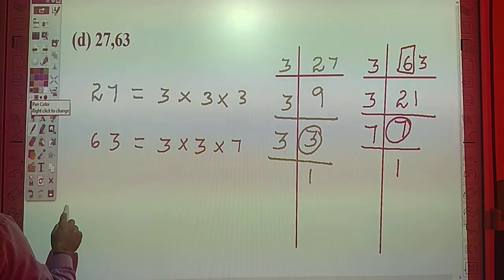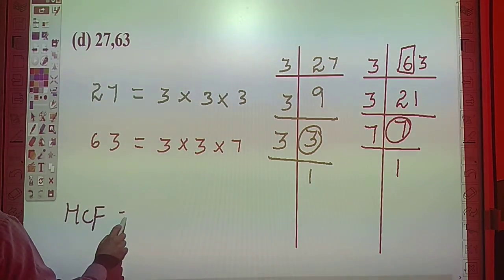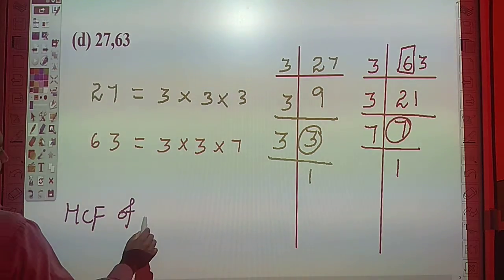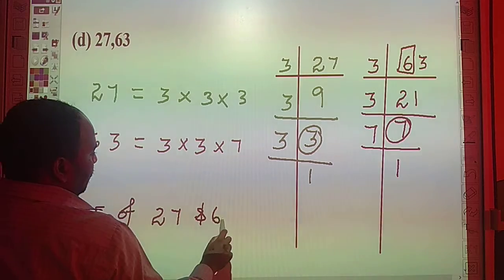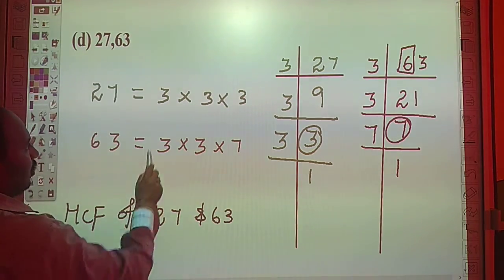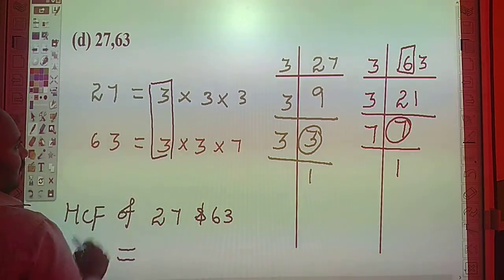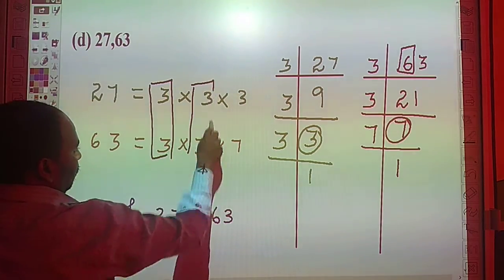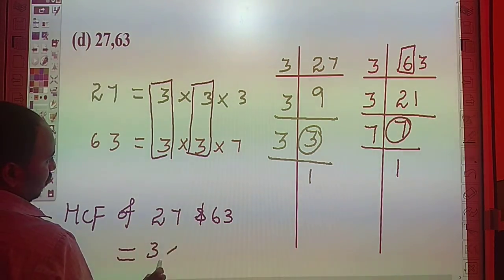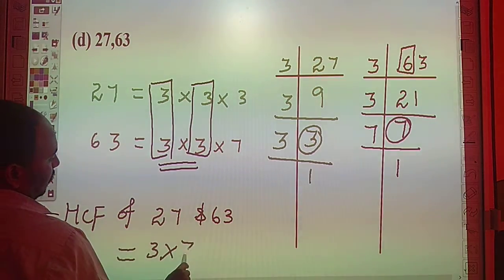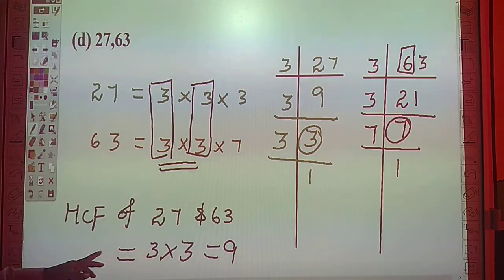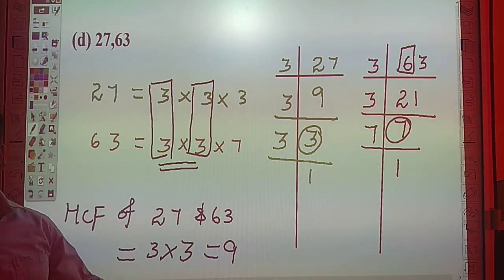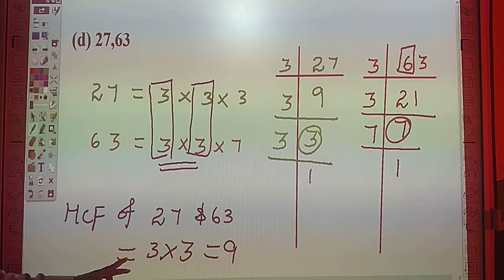Next, we want to get the highest common factor of 27 and 63. The common numbers are 3, 3. So 3 into 3 is equal to 9. HCF of 27 and 63 is equal to 9.